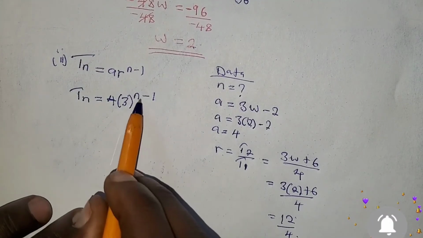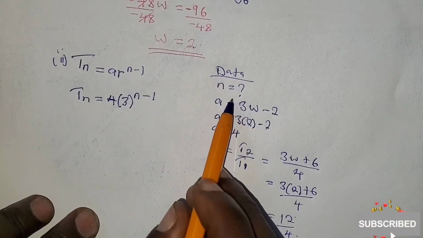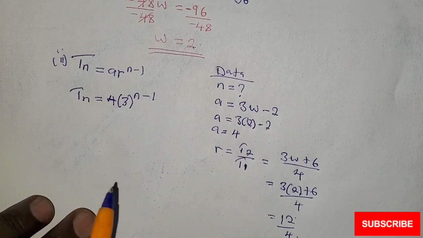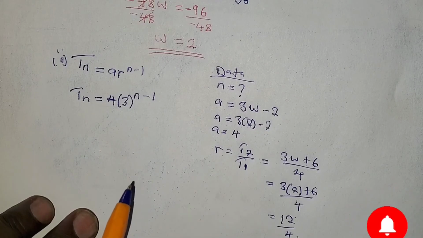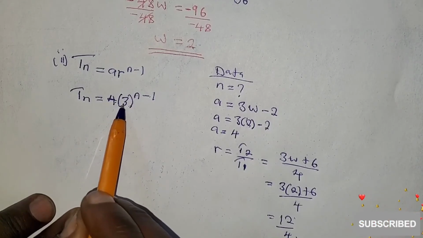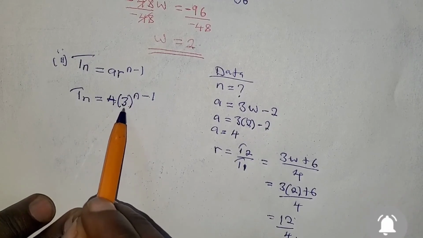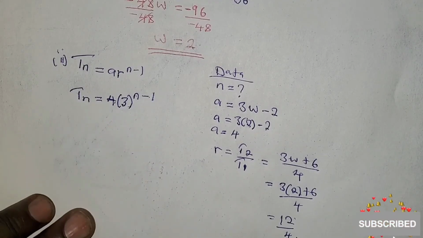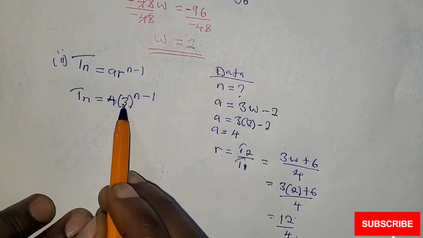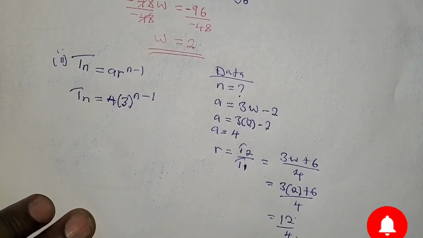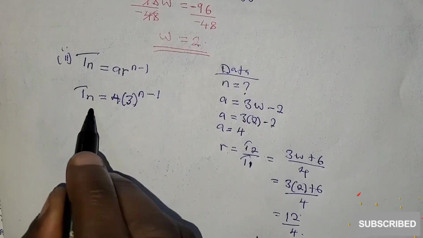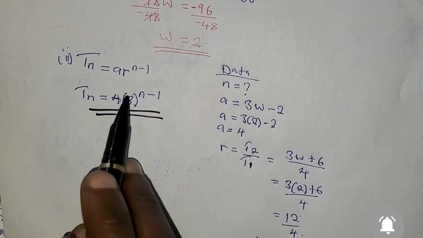Now, why N minus 1? We don't know the value of N. Nth term is just a formula, an expression. Now, this is where a lot of students or learners make mistakes. When they reach this stage, they multiply 4 times 3. You can't multiply here. Why? Because this 3 is raised to a power. Let me show you the actual reason. So, by the way, this is the answer. Okay? This is the answer.